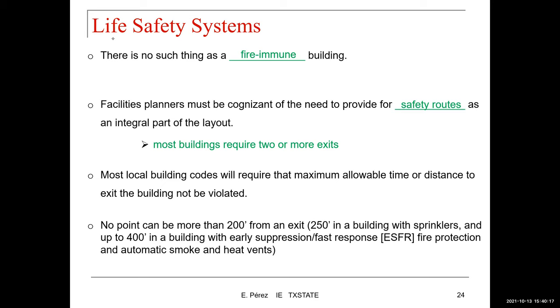So again, if no safety protection is in place, like sprinklers or early suppression, then the farthest door from any point in the facility should be 200 feet. If you have sprinklers, then 250, and 400 if you have a suppression fast response fire protection. So if you want to design for a smaller number of doors, you have to make sure that you provide all these systems as part of your design.